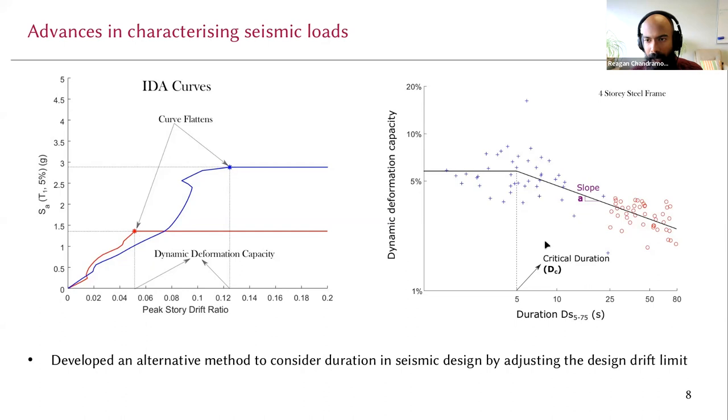And you can see on the right-hand side, I have duration plotted on the x-axis and that dynamic deformation capacity plotted on the y-axis, computed under a large number of short and long duration ground motions. And you can see that there is a very distinct decreasing trend. The slope of that trend line can be exploited to decrease the peak design drifts permitted in the structure at the design stage, based on the duration of the ground motions that are anticipated at the site. So this is another method that we developed by which you can incorporate this effect of duration in the design process. So that's about characterizing seismic loads.